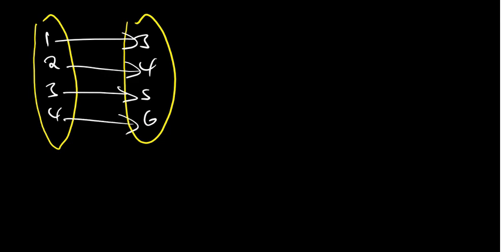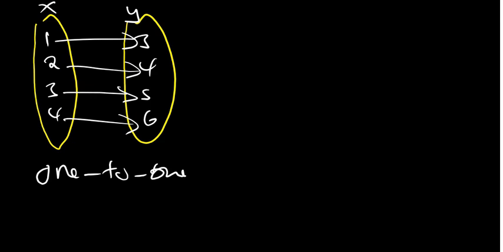So we have x and y. Now what you need to understand here is very simple and straightforward. This is going to be a function because each input value has an output value. At the same time, each output value is only mapped to by one value of x. Then we can say that this is a one-to-one function because only one element of x is going to one element of y. 1 is going to 3, 2 is going to 4, 3 is going to 5, 4 is going to 6. So this is a one-to-one function.